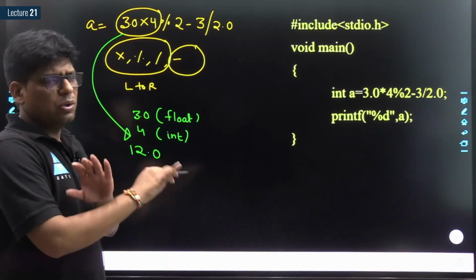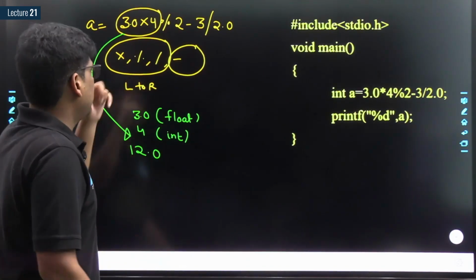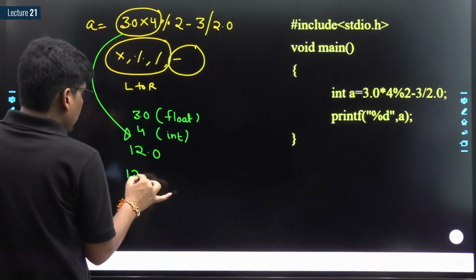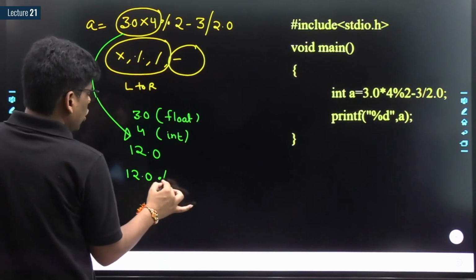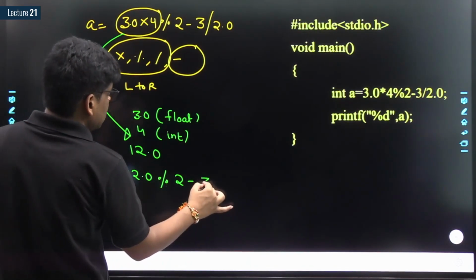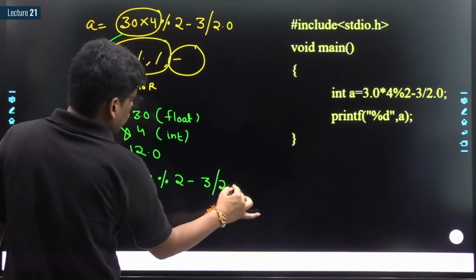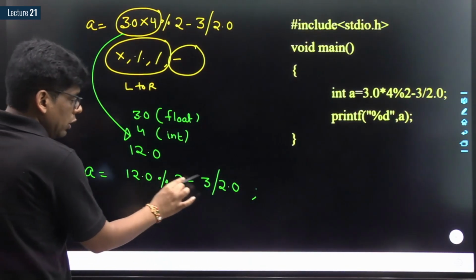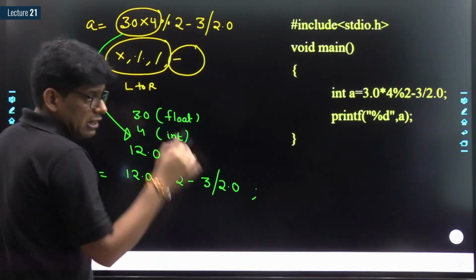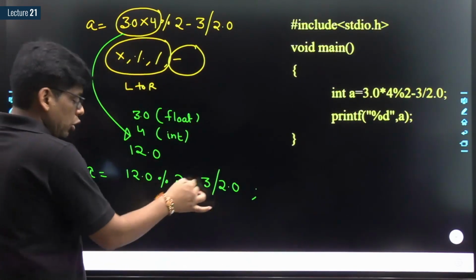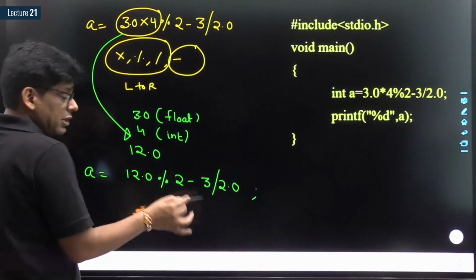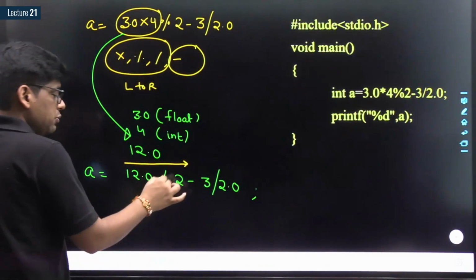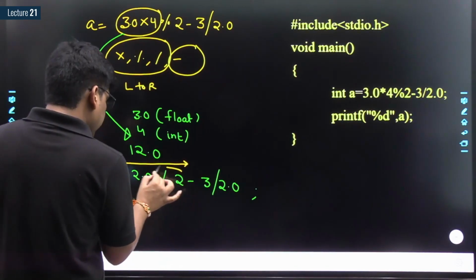How many zeros? Don't worry about that. Sir, it is 12.0. That means this whole expression is converted into 12.0 modulo 2 minus 3 divided by 2.0. Now we have modulo, division and minus. Minus is of least priority. Among modulo and divide, both are of the same priority. If I move from left to right, modulo comes first. That is why we need to perform this.